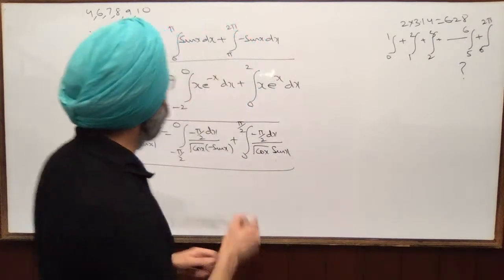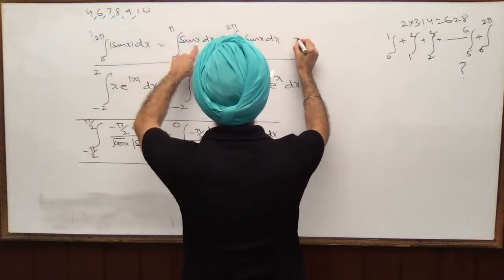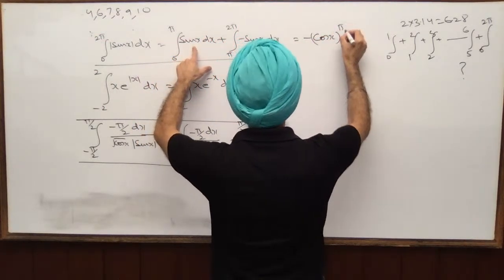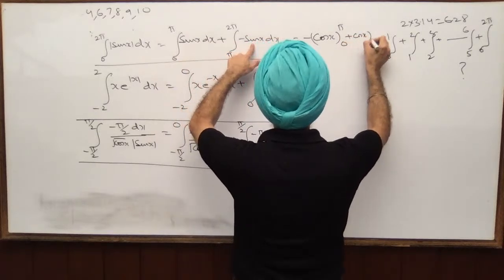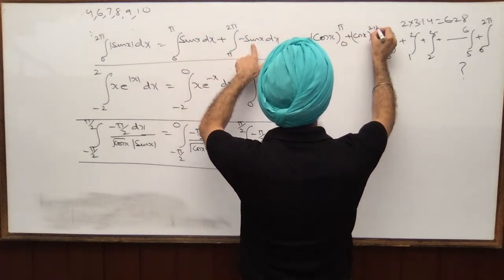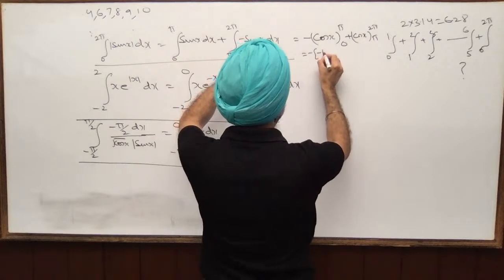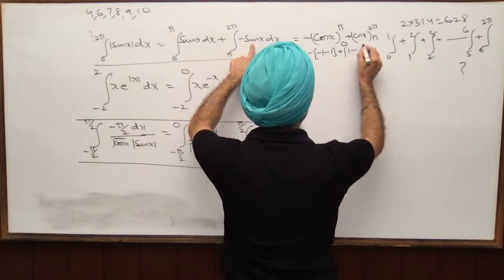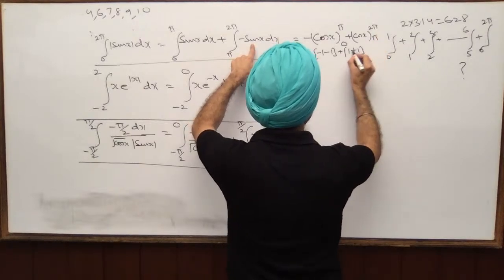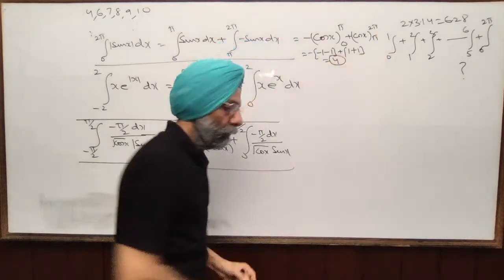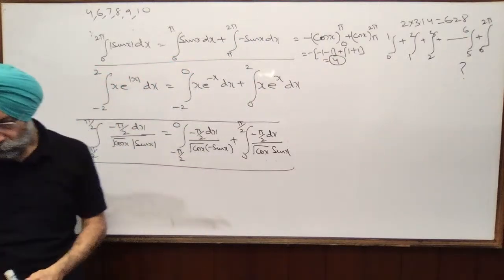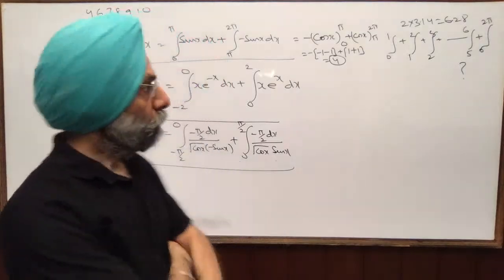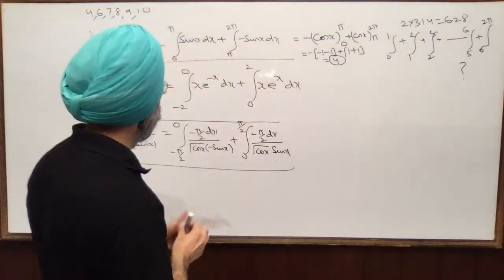Sir, first two. Okay. So this is equal to minus cos x, limits from 0 to pi, plus cos x, limits from pi to 2 pi. It is minus cos pi minus 0, plus cos 2 pi, which is 1, minus cos pi, which is minus 1. So the answer is 4 here. Check, beta. So Kabir, this is the answer of the first one, beta.